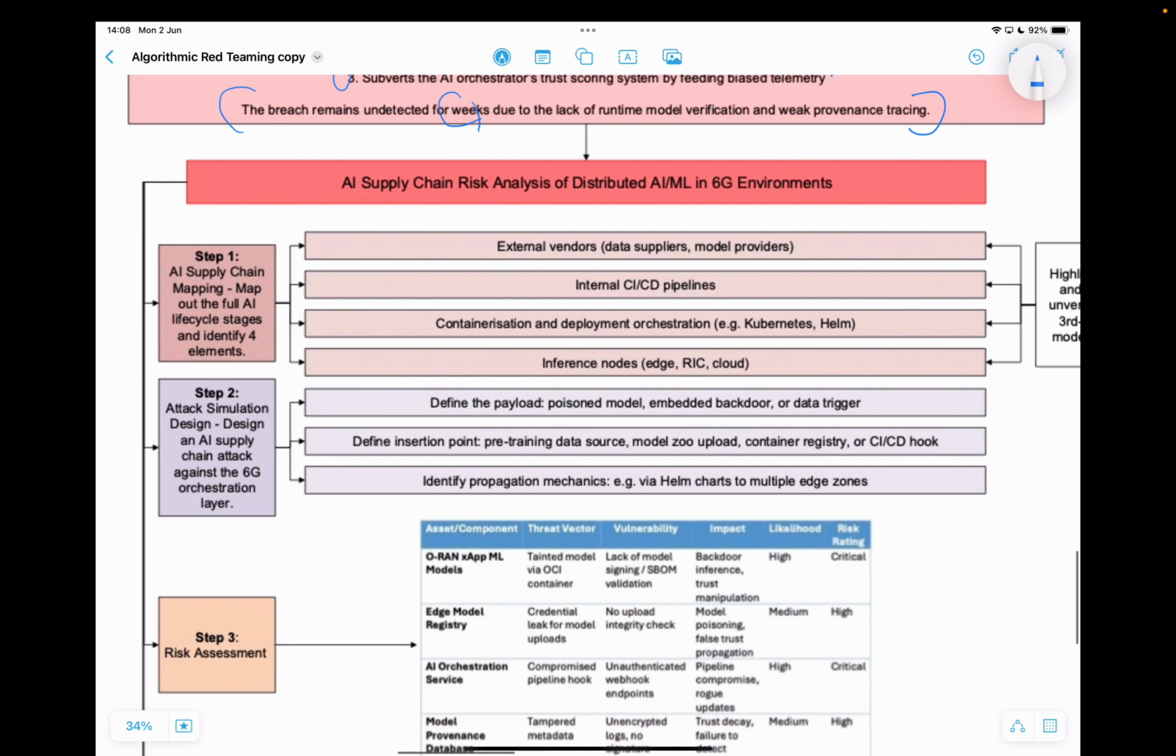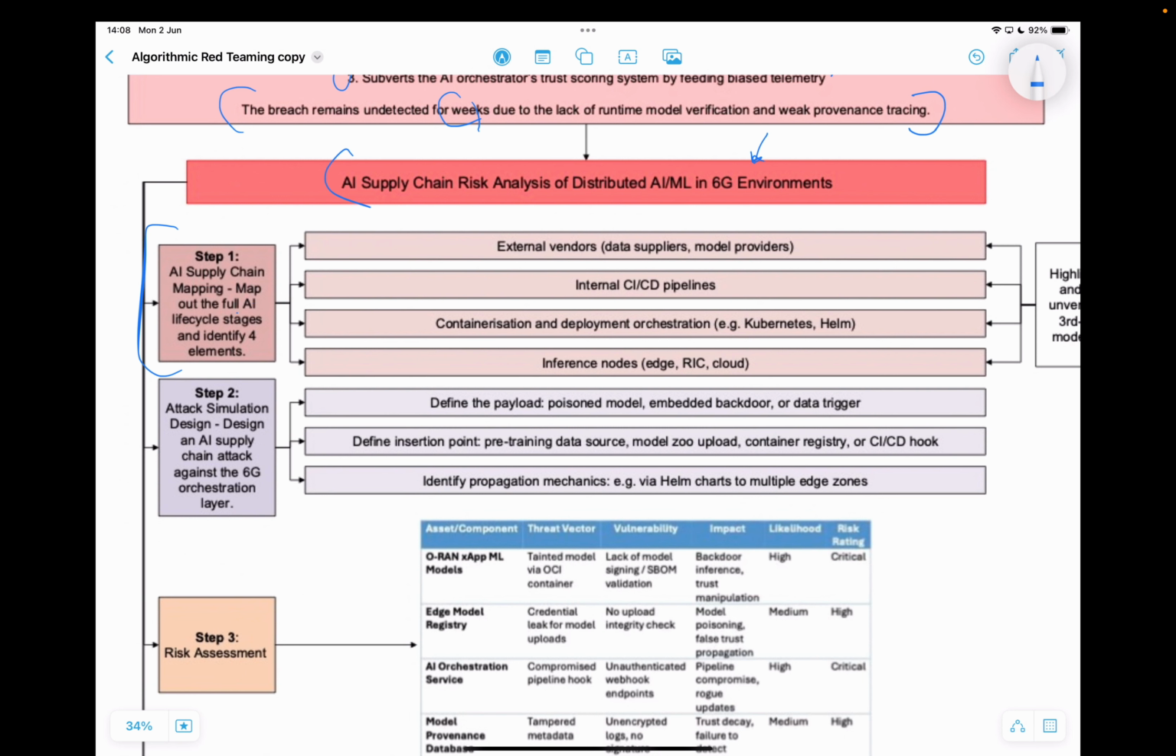And moving on to the AI supply chain risk analysis of distributed AI machine learning in a 6G environment. How would you perform that? So this is a good moment to stop for a second and think, if you are doing it, how would you do it? Is it going to be the same as the process that I would be explaining? Because my original process was very different. When I started consulting literature and all the conferences that have emerged in the last 12 months, the steps have changed slightly. So the first step is I'm looking at the AI supply chain mapping.